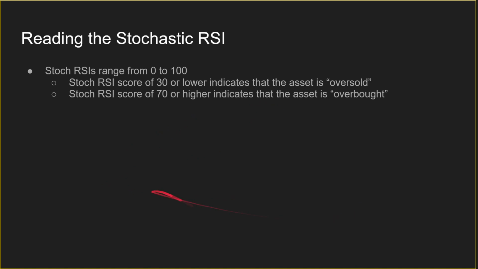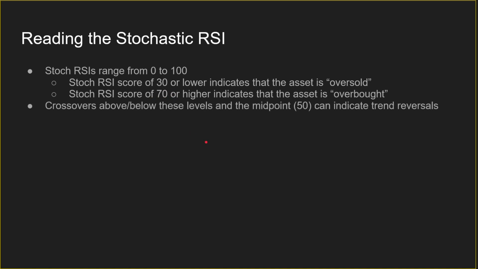Prices can still fall if the asset is oversold, and prices can still go up if the asset is overbought. I find it's more useful for trend identification and identifying possible trend reversals, especially with these movements up and down between these different readings and different conditions. So crossovers above or below these levels, and also the midpoint, the 50 level, can indicate trend reversals.